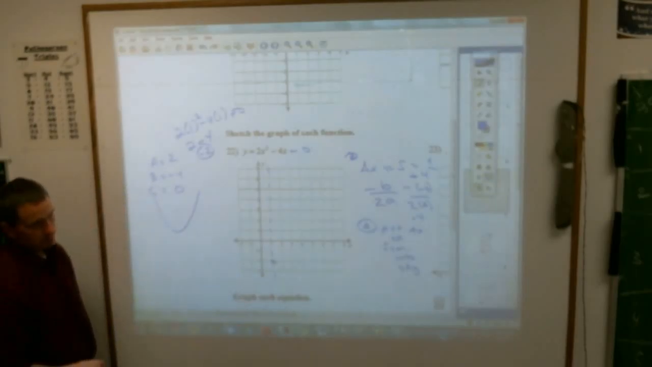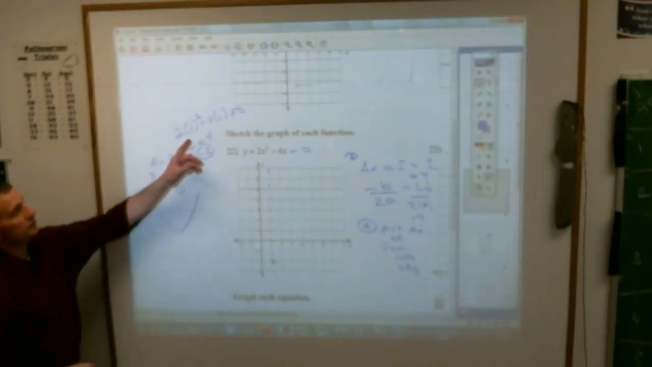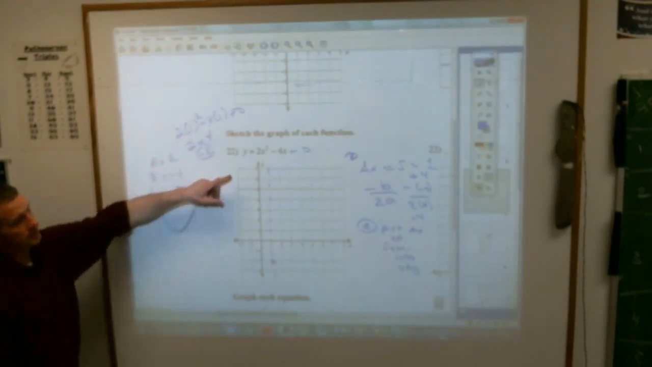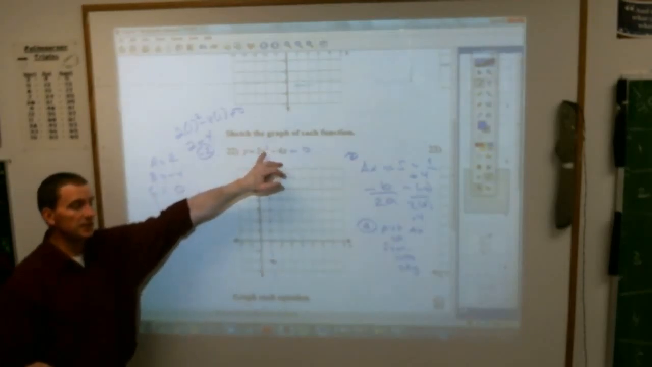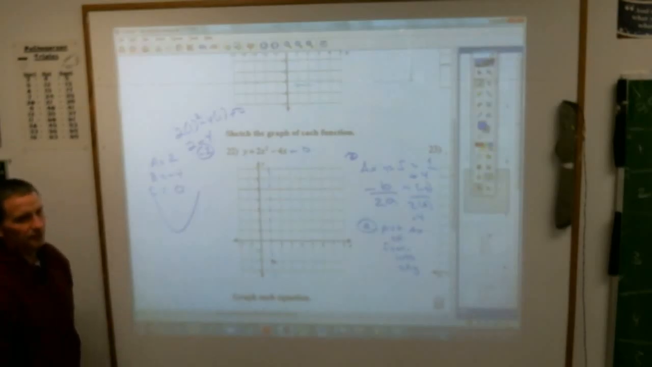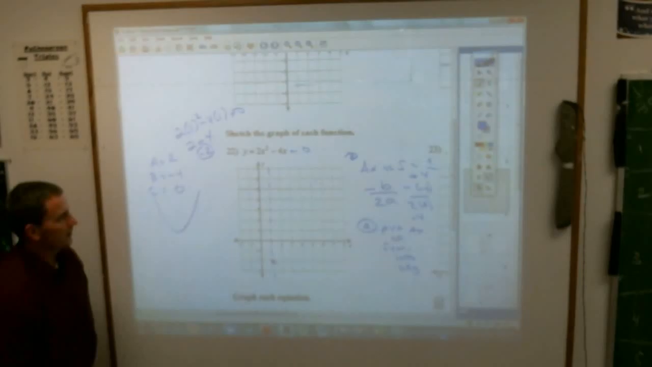Did I do something wrong? Isn't it 2 squared? No, it's 1 squared. It's only the x that gets squared, not the 2, because it's only the x. If this was all in parentheses, yes, but it's only the x. And if you even got those 2 points, odds are I would probably give you credit for the problem.